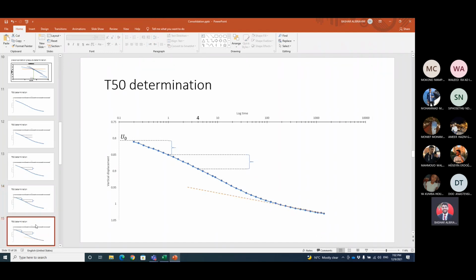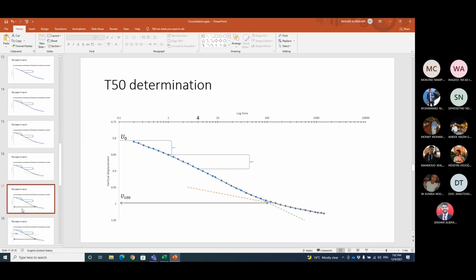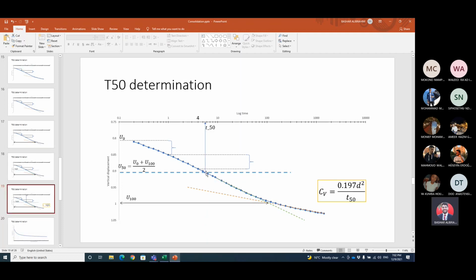Then you come to the end of the curve and draw a tangent line. And here there is a line as well. You draw another line. Here we call it U100. You take U0, add it to U100, and divide by 2, and you find U50. You take U50, intersect with your line, then go upward and read the value. This will be T50. Here it is like 4, 5, 6 point something, 6 point something minutes, okay?